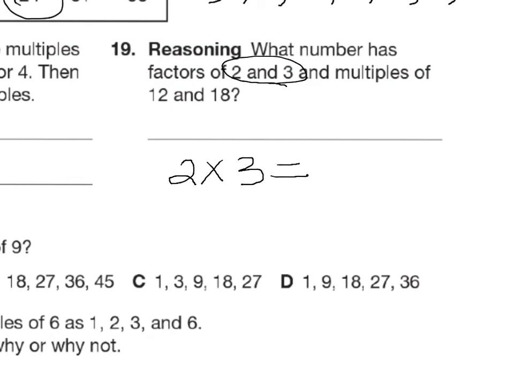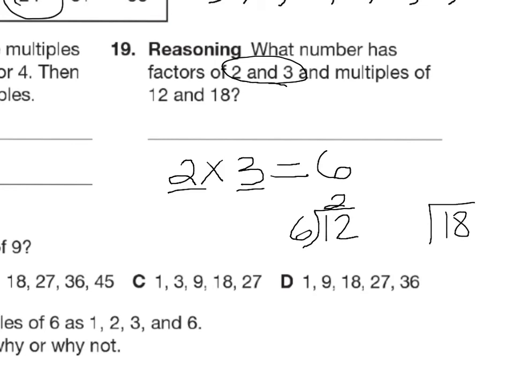So that's easy. 2 times 3 is 6. And multiples, so let's make sure this has a multiple of 12 and 18. Does 6 fit into 12? And this is 2. So yes. And 18 divided by 6 is 3. No remainders on either one, which means that 18 and 12 are multiples of 6, and 2 and 3 are factors of 6. So our answer is 6.